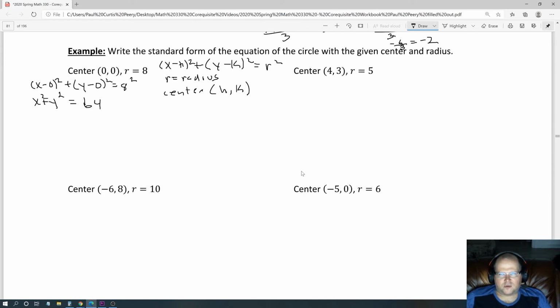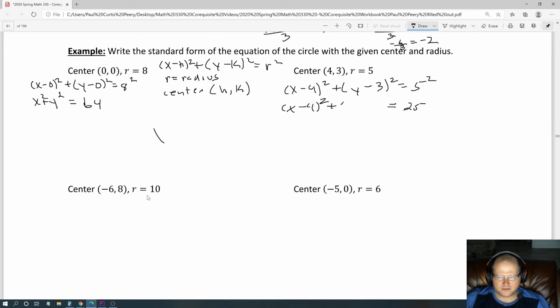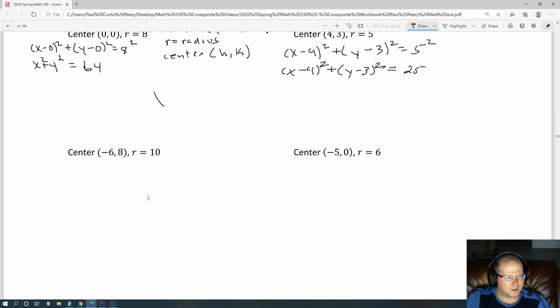So now we have a center of (4, 3). Okay, so we're going to have (x - 4) squared plus (y - 3) squared equals 5 squared. Now at this point we probably want to square the 5 and put 25 there instead. We're just going to leave this in factored form. If you don't want to leave it in factored form, you could just expand this by squaring these. There are patterns for that. We're going to leave these in factored form to kind of keep it simple right now. Okay, let's try the next one.